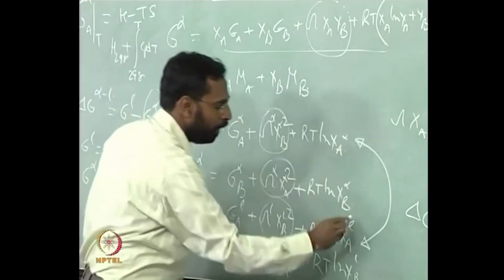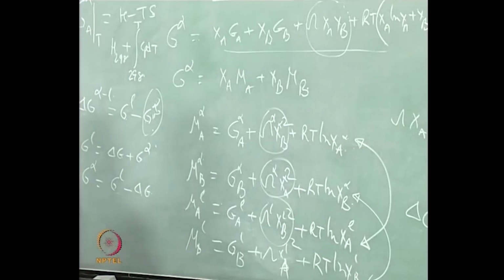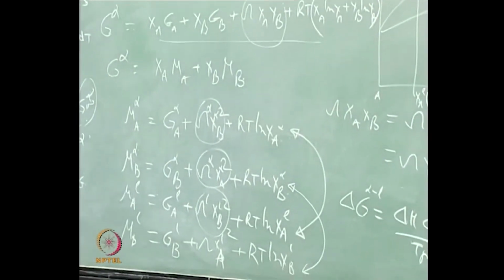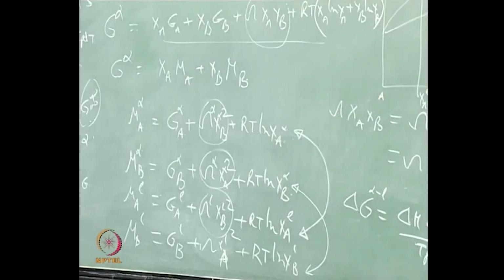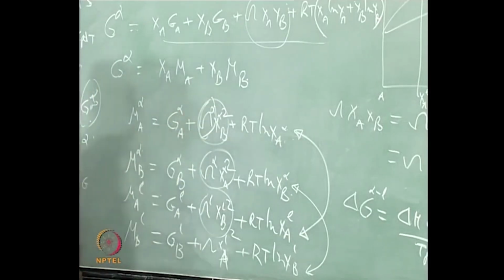So this you equate and these two you equate, so you will get two equations, and how many unknowns? Two unknowns. Two equations, two unknowns can be solved provided the rest of the things are known. What are the rest of the things I need to know? I need to know this value, I need to know the pure metal values.